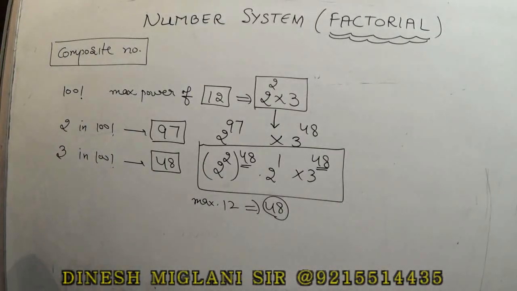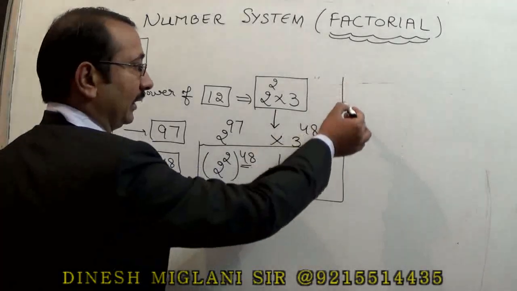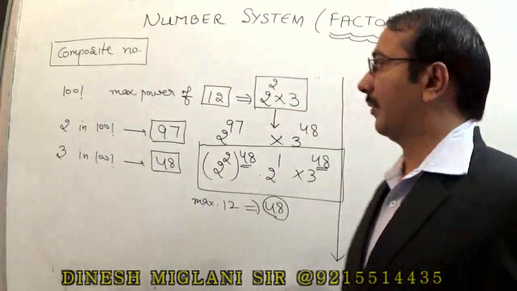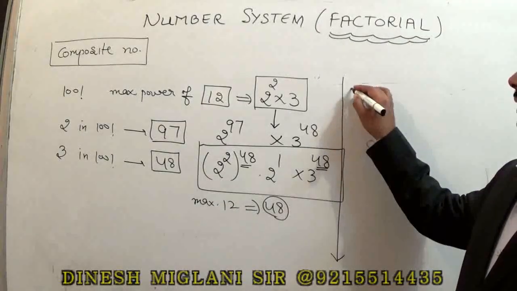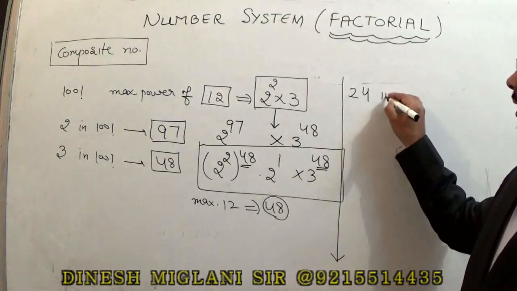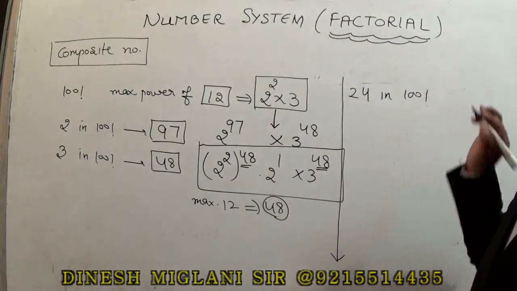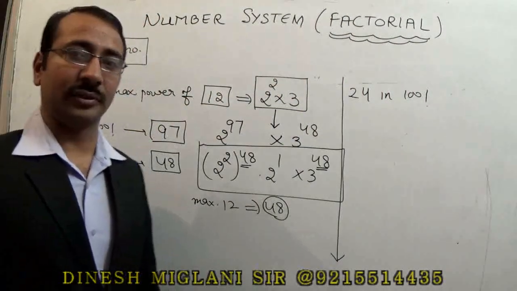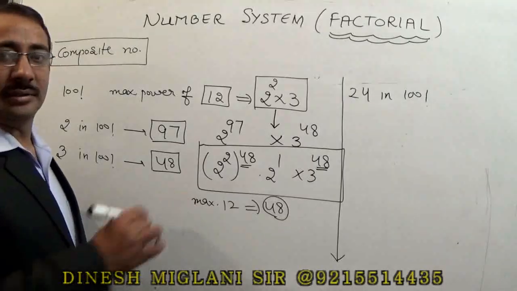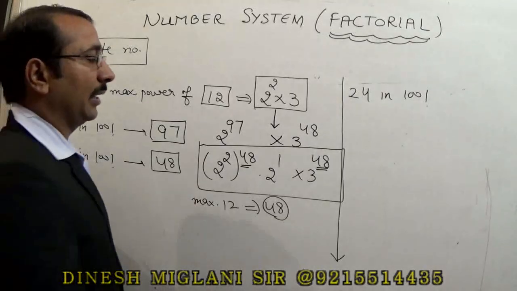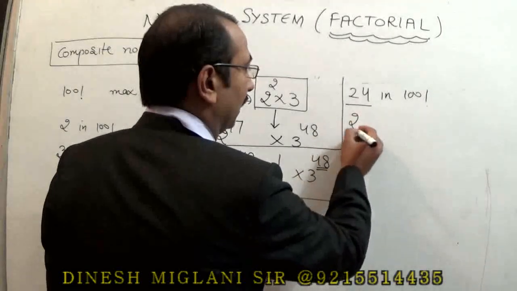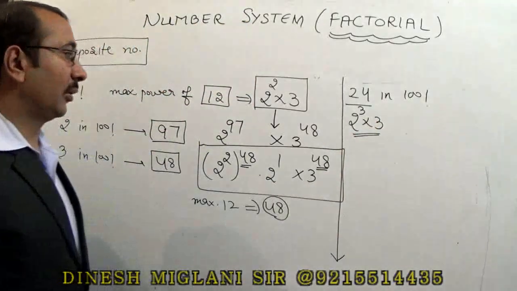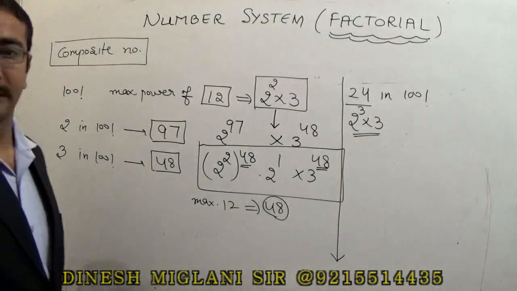For a similar statement, the whole question is the same, only one thing is changed. He is asking what is the maximum power of 24 in 100 factorial. We have to find the maximum power of 24 in 100 factorial. To answer this, first I make a prime factorization of 24, that is 2 cube into 3. Now the maximum power of 2 is 97, and of 3 is 48.